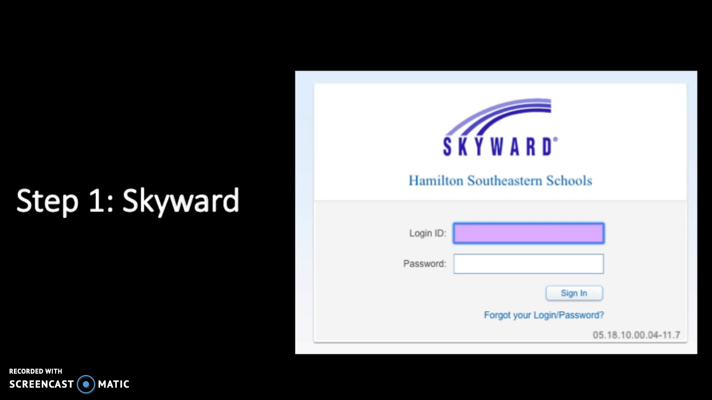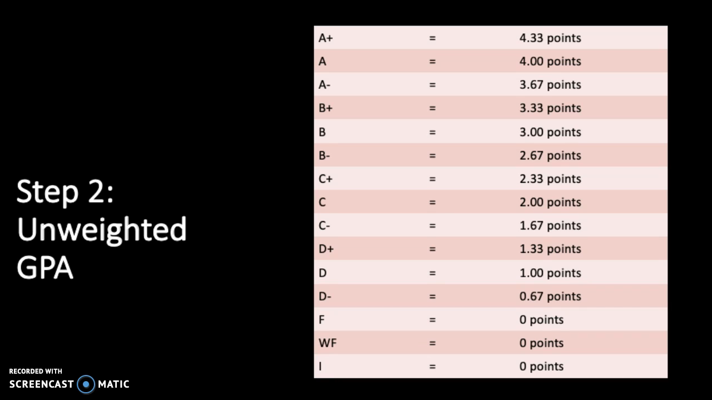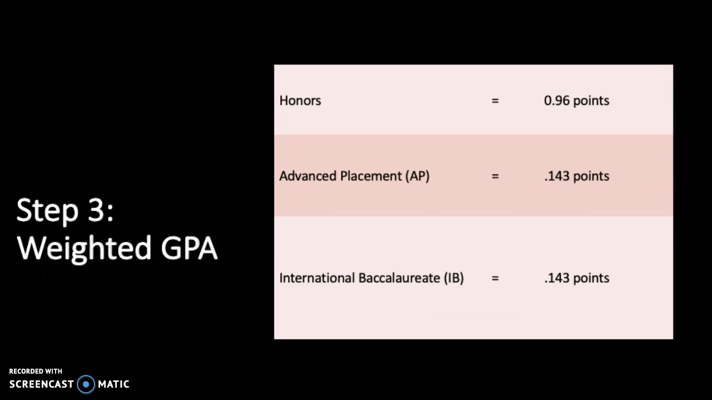Step number 1. Log into Skyward and view your grades. Step number 2. Use the FHS grading scale to transfer each one of your grades into point values. Add your point values together. Next, divide this total by the number of credits attempted. Each class you complete is worth 1 credit.